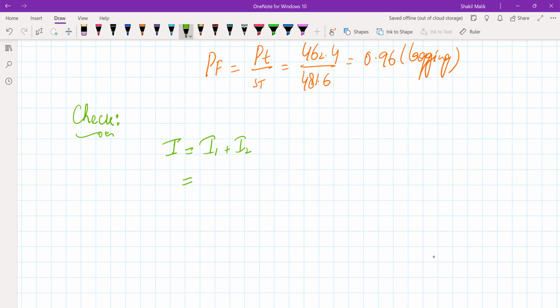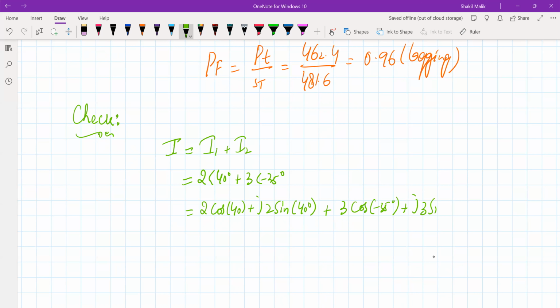Now what's I1? If I remember it correctly, it is 2 at an angle of 40 degrees. I2 is given in polar form as 3 at an angle of minus 35 degrees. To add these, you must convert them back into rectangular form, because that will be easy. So it will be 2 cosine of 40 degrees plus j 2 sine 40 degrees plus 3 cosine of minus 35 degrees plus j 3 sine minus 35 degrees.